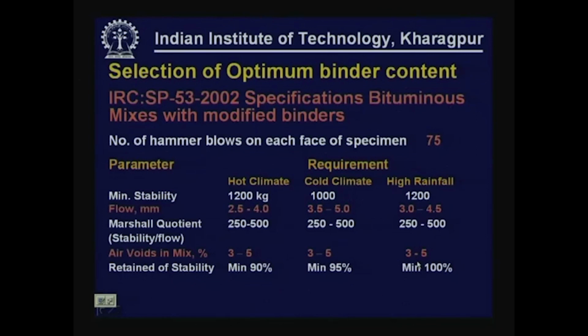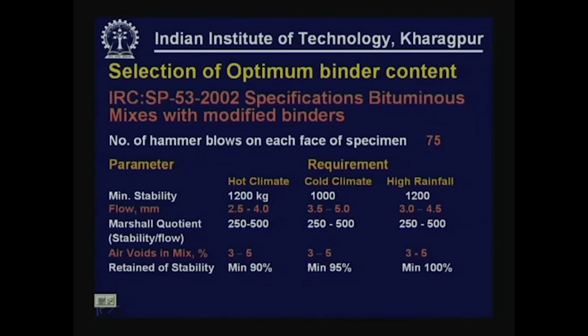Those are the specifications that we consider as per MORTH for normal mixes. But as per IRC Special Publication 53-2002, which deals with specifications of bituminous mixes with modified binders, polymer modified, rubber modified, and various other types of modified binders, the number of hammer blows is of course 75 only, and these are the parameters that we consider, and the requirements for various climatic conditions: hot climate, cold climate, high rainfall area.